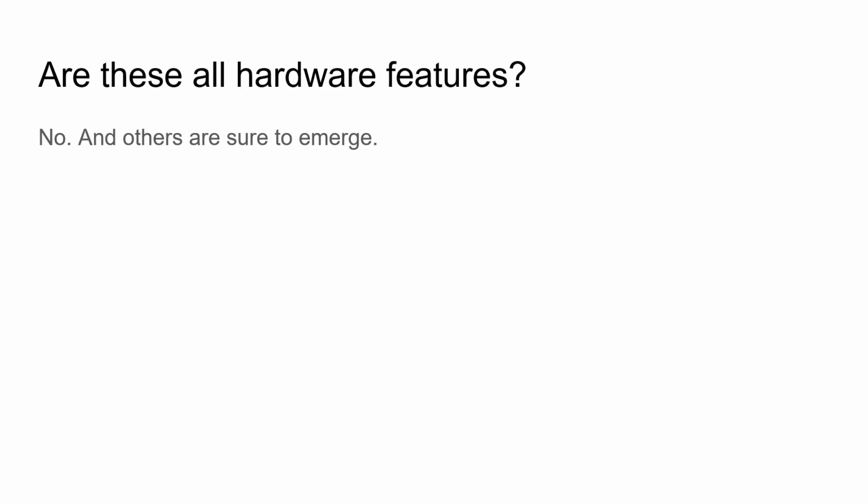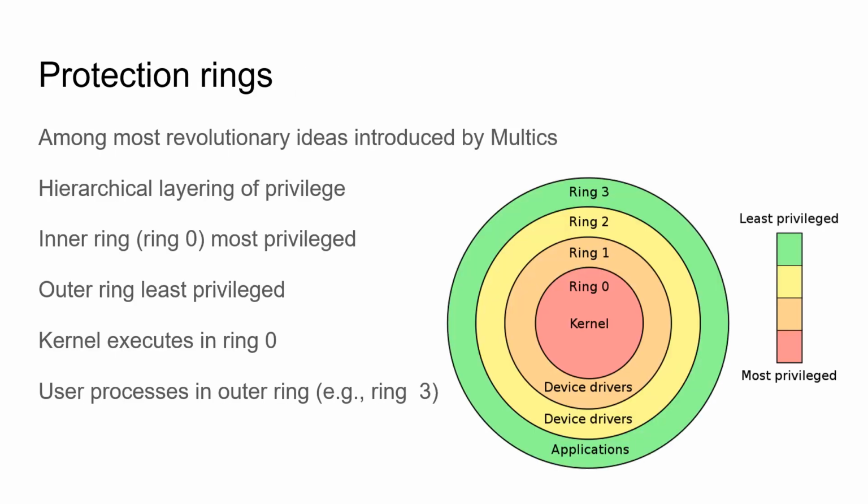And there are many other hardware features that are either already in the processors that we use on a day-to-day basis, or are currently being worked on. So there's a lot more out there and a lot more to come. One particular hardware feature that we've had for a very long time already is the notion of protection rings, or rings of privilege, as they're sometimes referred to. This was one of the most innovative features of Multics, introduced in the Multics system.